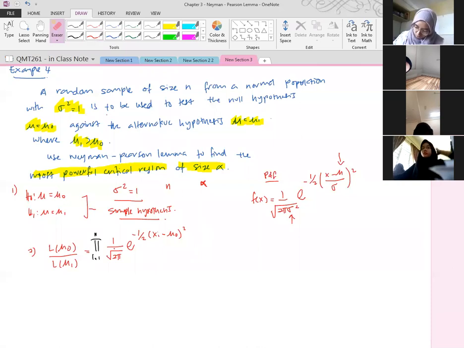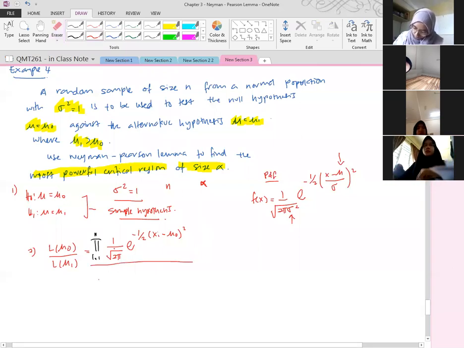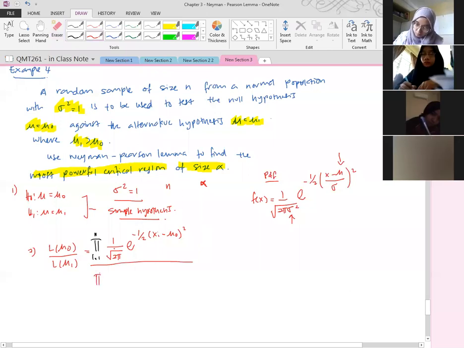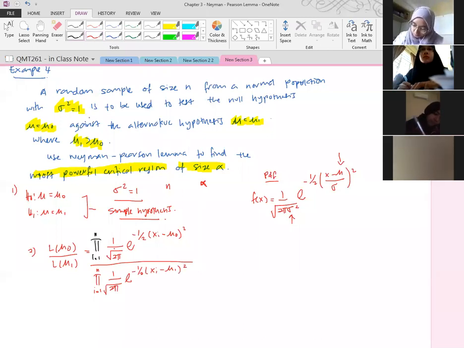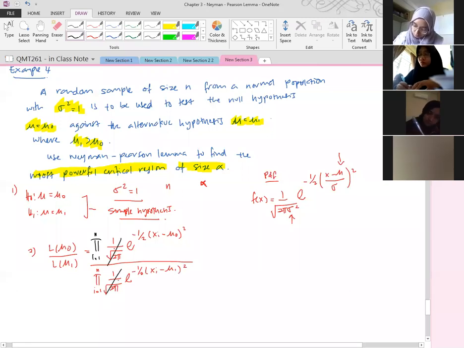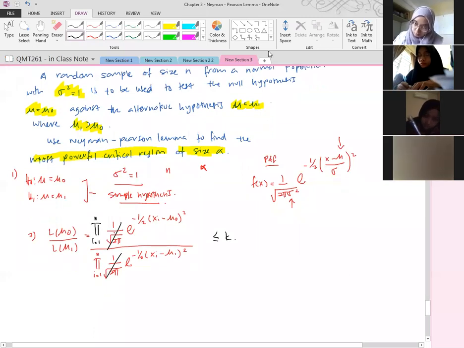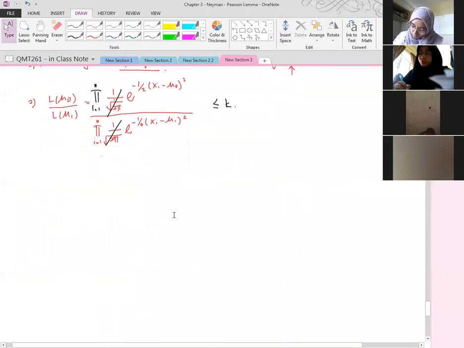So divide by the same procedure. So the joint distribution, 1 over square root of 2 pi sigma, exponential negative 1 over 2 (xi minus mu1) squared, right? So we can remove these two values because these are the same value, right? This is less than or equal to k.